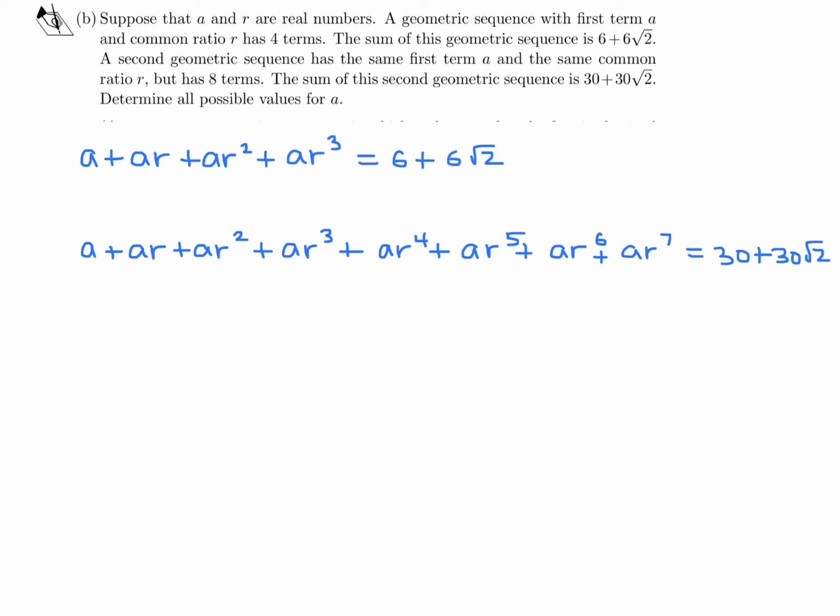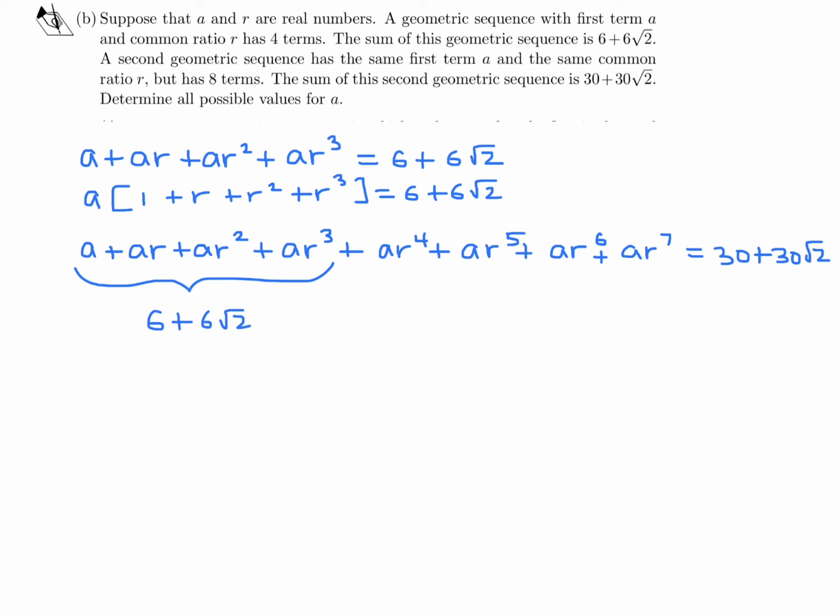Had they given us anything else? No value for r. Okay. All right, so let's see what we can do with this. From the first one here, I think I can factor out an a. When I do, I get 1 plus r plus r squared plus r to the power of 3. I don't know how helpful that is, but I just saw that. Or what I can do is just plug that there. So that's just 6 plus 6 root 2.